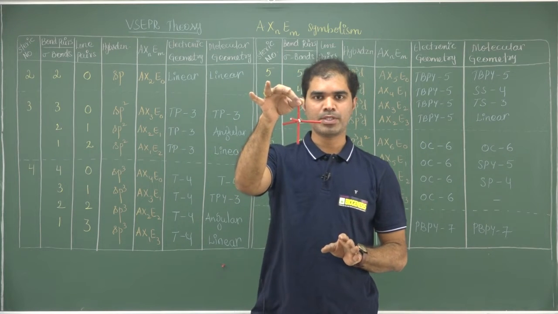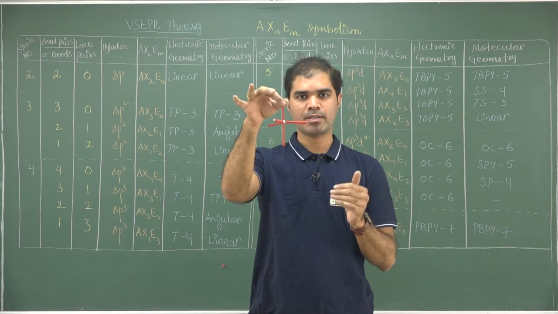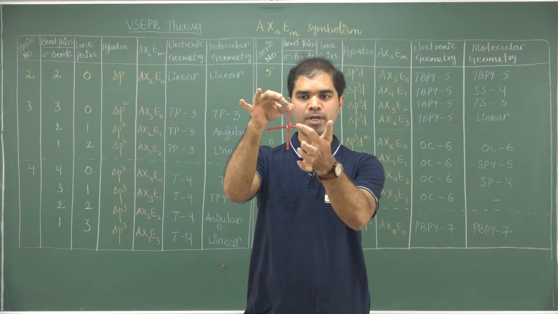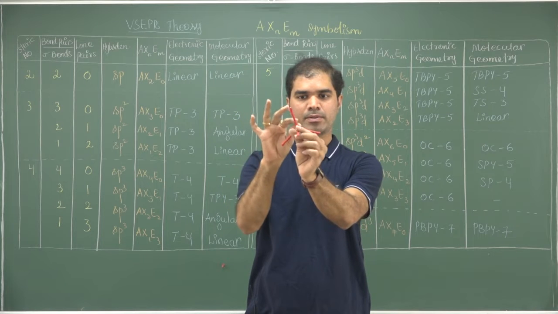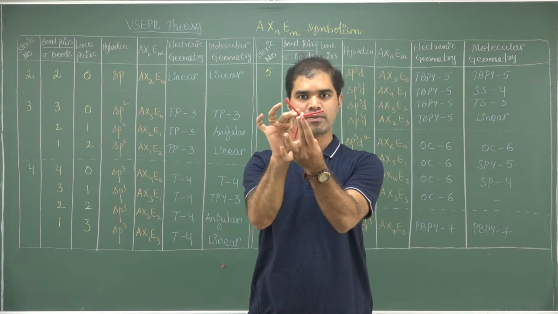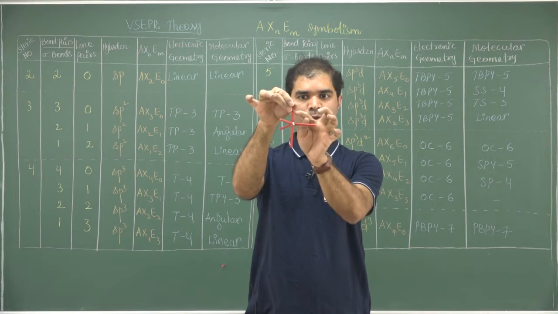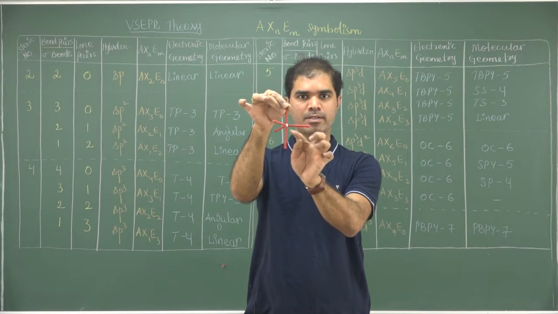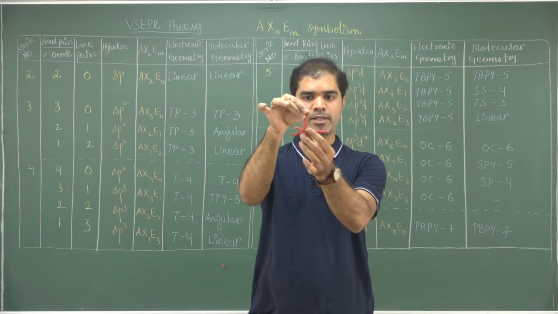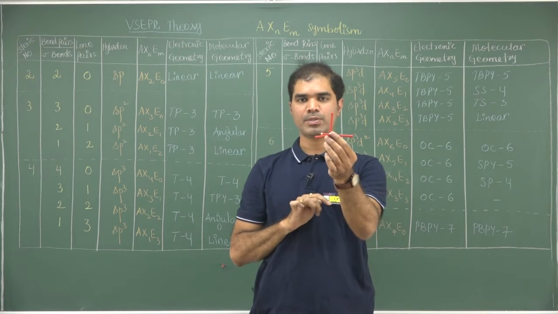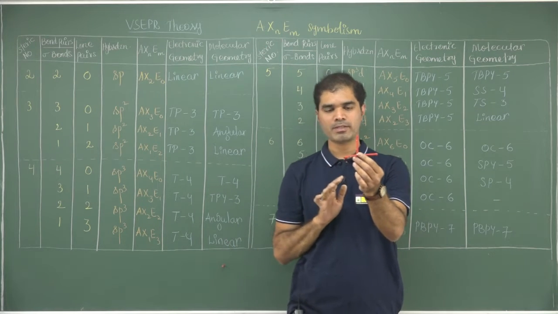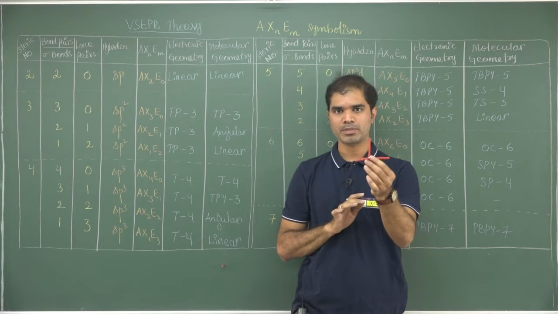Now it is giving you a geometry where the repulsive forces are the least. So the bond angle between any equatorial ligands is 120 degrees, as you can see from here. The bond angle between these two axial ligands is found to be 180 degrees. The bond angle between the equatorial and axial is 90 degrees. So the repulsive forces have minimized, and this is a trigonal bipyramidal geometry.